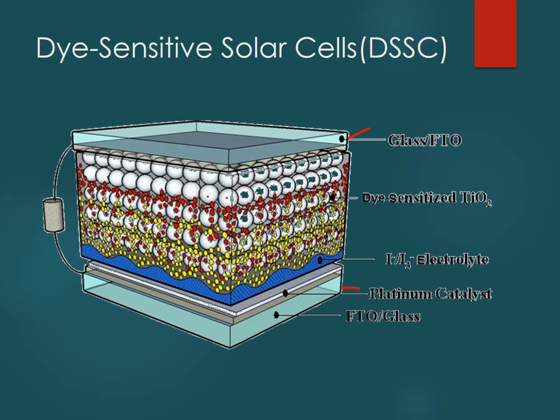Now in the middle here, we have titanium dioxide nanoparticles. And then finally down here below, we have a platinum catalyst, and we have an electrolyte consisting of iodide ions and the triiodide ion. All right, so let's talk about the function of this cell. Now, don't forget over here, we have our external circuit.